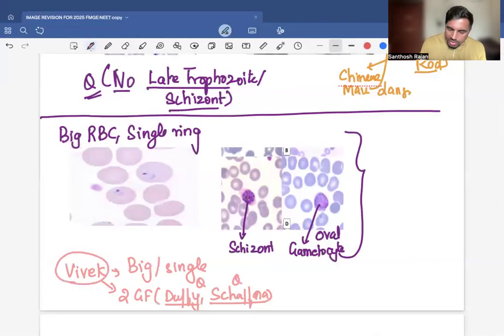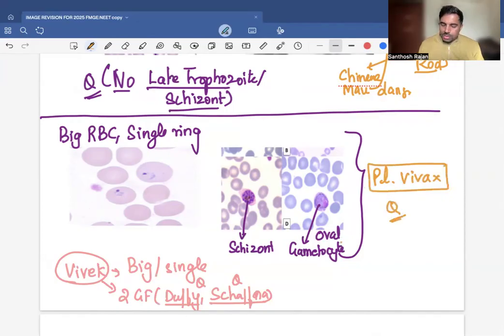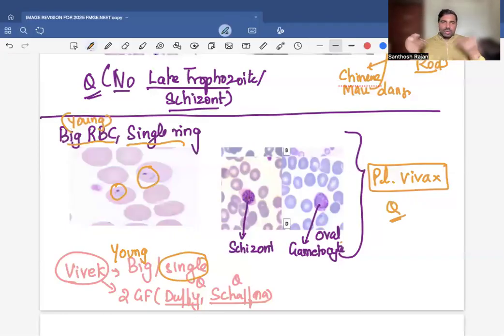Why did I say Vivek? Because I want to say this is your Plasmodium vivax, how it looks like. So you can have a question from there. When you see an oval shaped gametocyte, Schüffner's dots and big RBC with only single rings, you can see only a single ring inside each RBC. The big RBC means this is a young RBC, we're talking about reticulocytes. So that's what Vivek is, young and big, and that's why he has two girlfriends. He says he's single, wearing a single ring, but then he's double. But when you talk about the Maurer's Chinese fellow, all the dangerous things are coming.